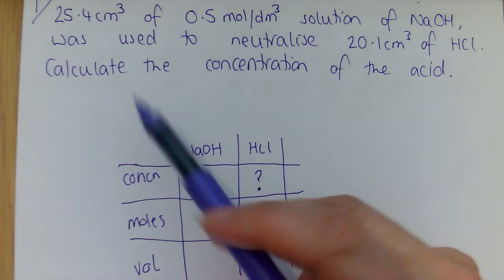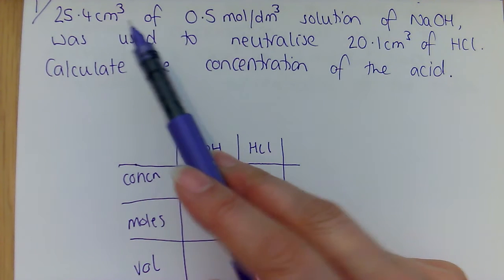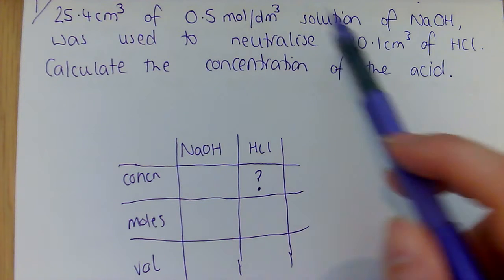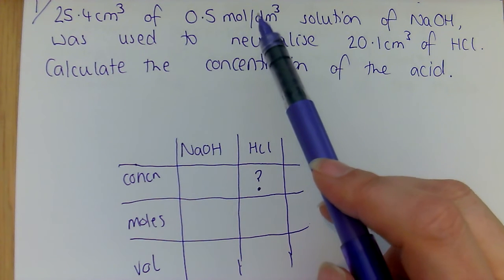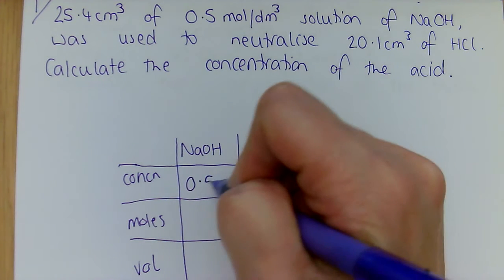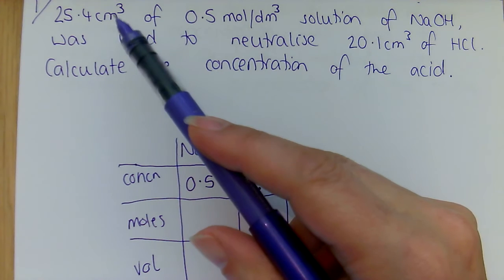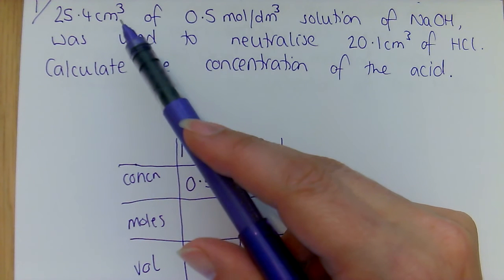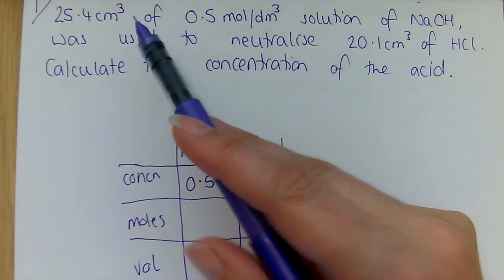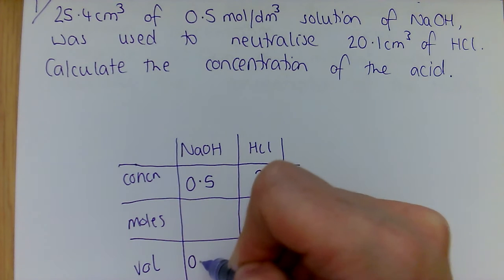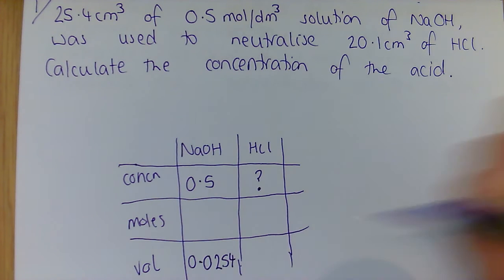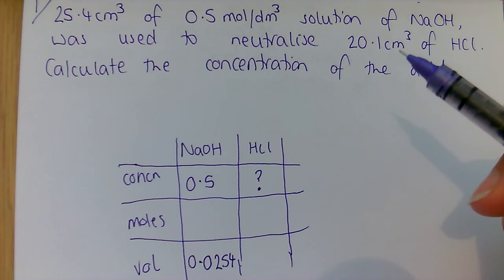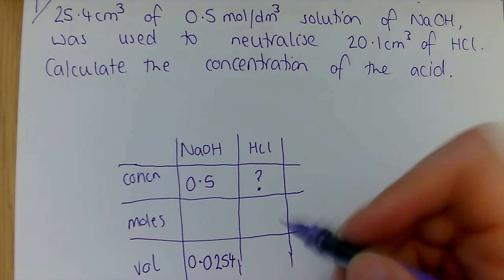So at the top of the question, we've got 25 centimetres cubed of 0.5 mole per decimetre cubed NaOH. So this is the volume and this is the concentration. So my concentration I can put straight in. My volume of NaOH is currently in centimetres cubed, so I need to convert that to decimetres cubed by dividing by 1,000. And then over this side, I've got 20.1 centimetres cubed of the acid, so again divide that by 1,000.